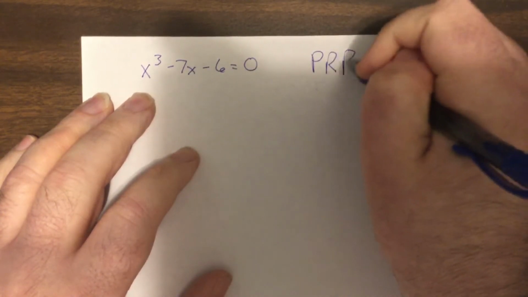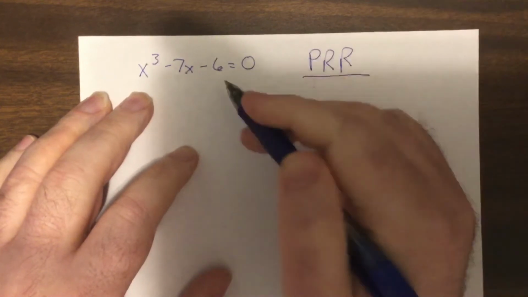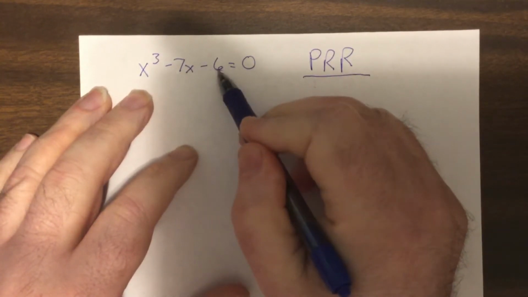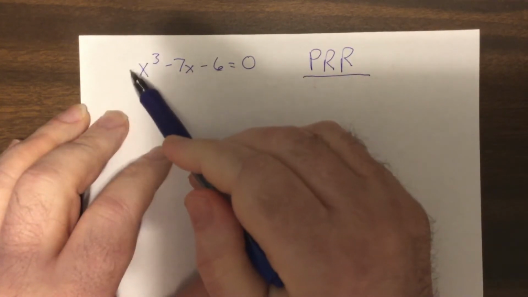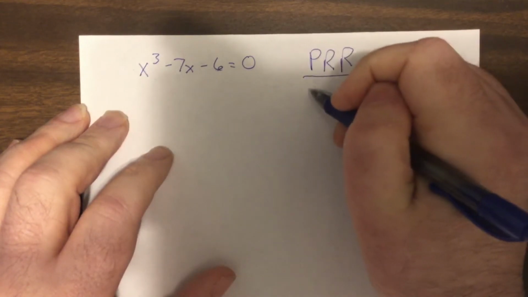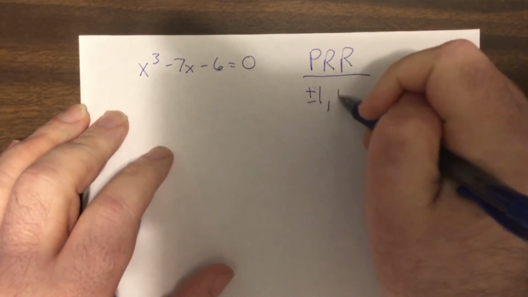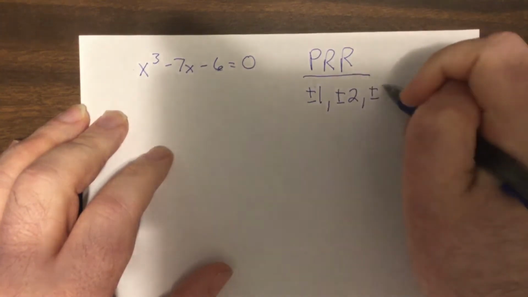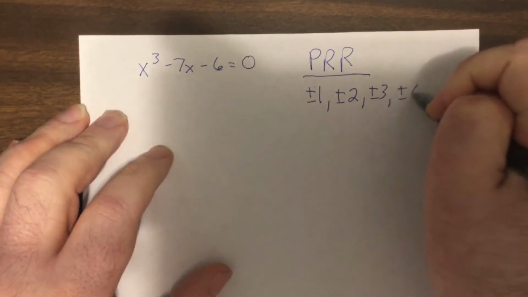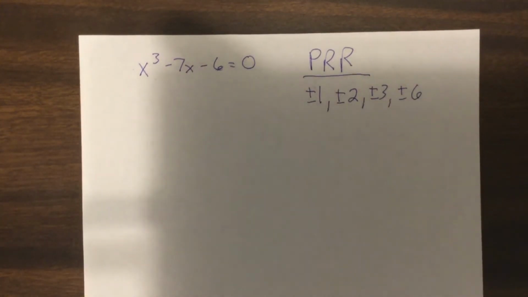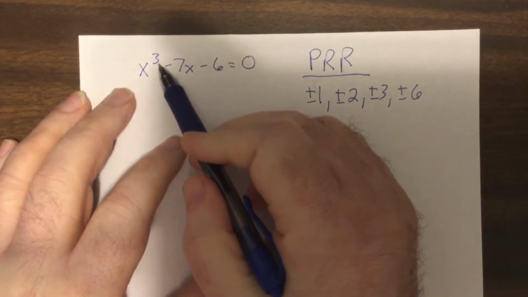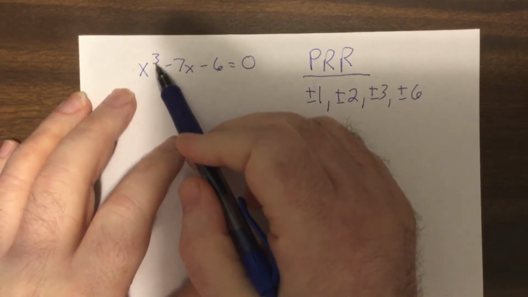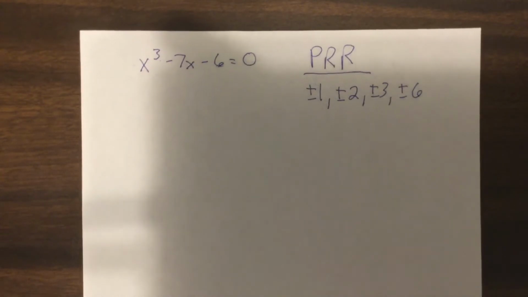So I find the possible rational roots. It's the factors of this number divided by the factors of this number. So it'll be plus or minus 1, plus or minus 2, plus or minus 3, plus or minus 6. So I've narrowed it down to 8 possible rational choices. Now notice all the answers could not be imaginary because it's odd. Imaginary numbers come in pairs.